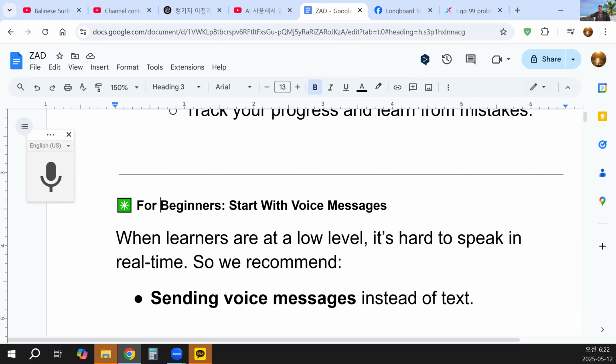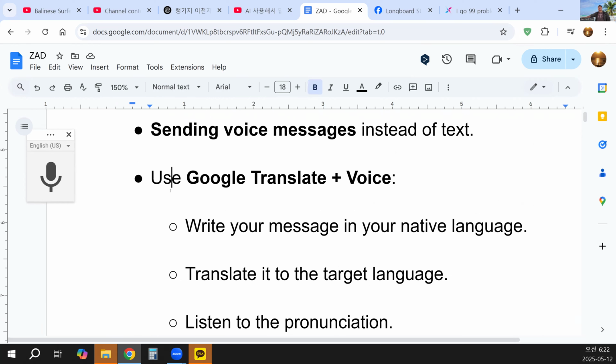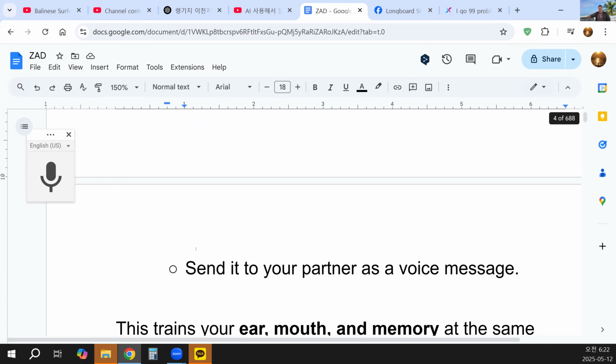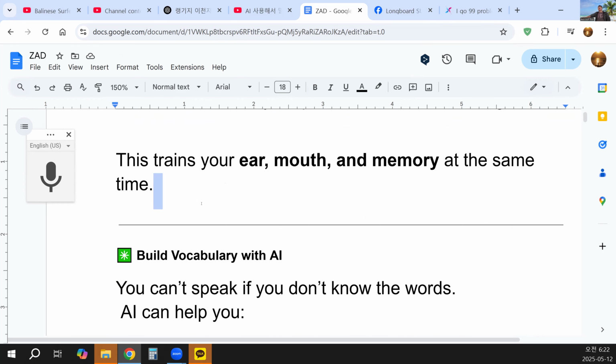And for beginners, start with voice messages. When learners are at a low level, it's hard to speak in real time. So we recommend sending voice messages instead of text. Use Google Translate and voice: write your message in your native language, translate it to the target language, listen to the pronunciation, record your own voice sending the same message, and send it to your partner as a voice message. In this way, you train your ear, mouth, and memory at the same time.